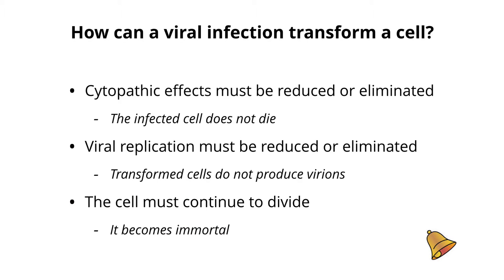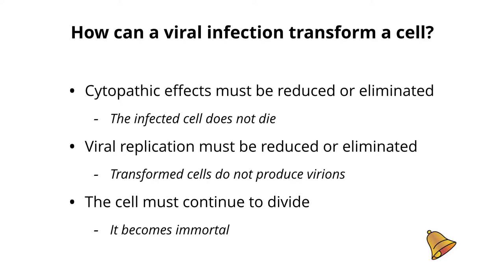So how can a virus infection transform a cell? There are three rules that we have to adhere to. First of all, the virus cannot kill the cell. Obviously, if it killed the cell, it can't live forever, because that's one of the definitions of transform, that the cell is immortal. So you have to eliminate cytopathic effects. You have to reduce virus replication. And typically, these transformed cells do not make virus particles. And finally, the cell has to continue to divide. It has to become immortal. Okay, so three requirements for transforming a cell.